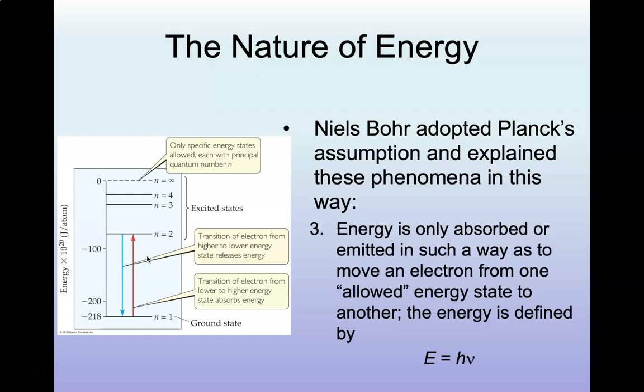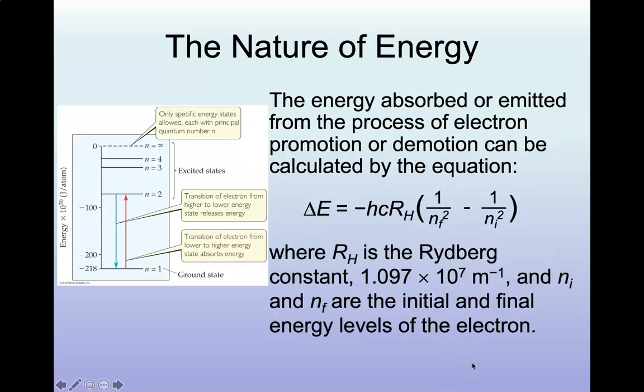energy state to another. So for instance, if we go from n equals 1 to n equals 2, that electron is nowhere in between. It's either in n equals 1 or it's in n equals 2. It cannot be anywhere in between. It has to be in a discrete orbital. In the case of our particular energy states, we say that the energy that is going to be required is equal to Max Planck's constant times the frequency of the electron that we're looking at.